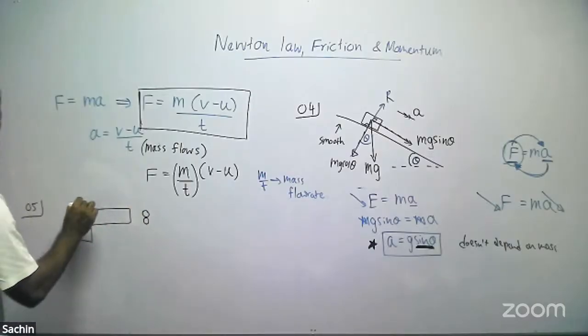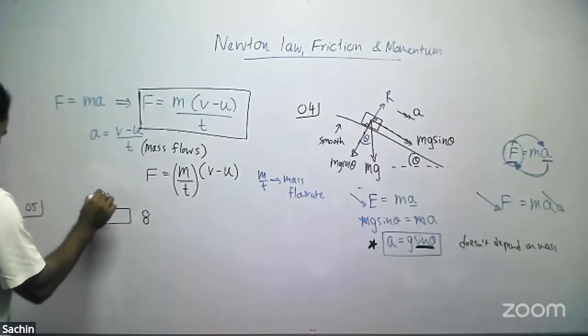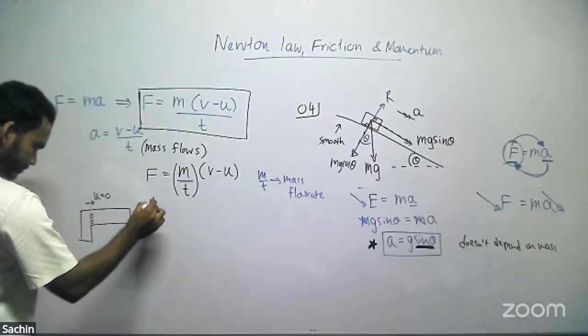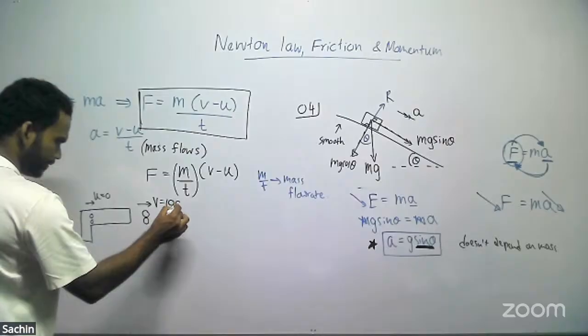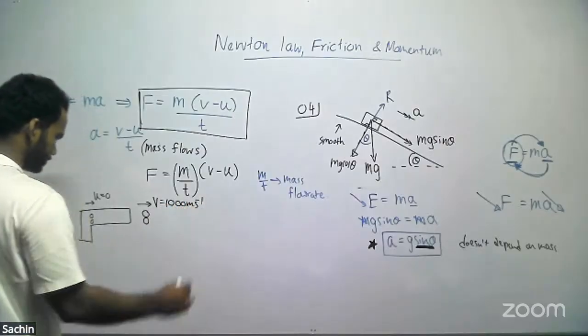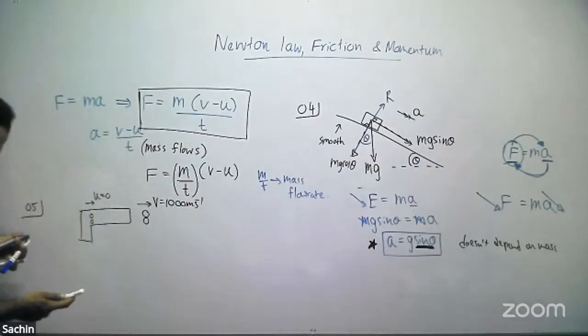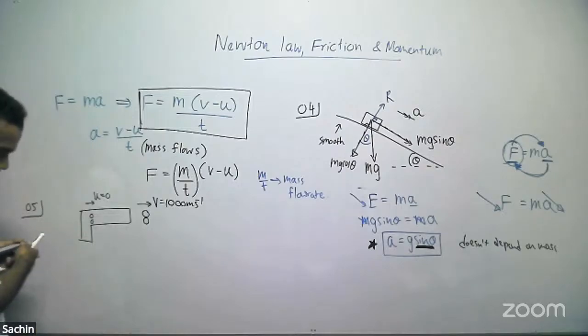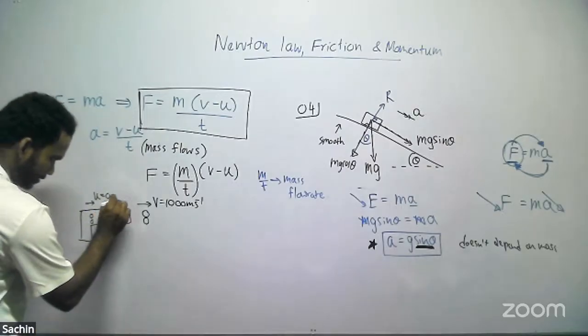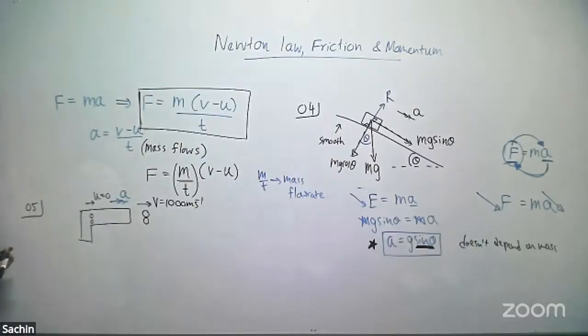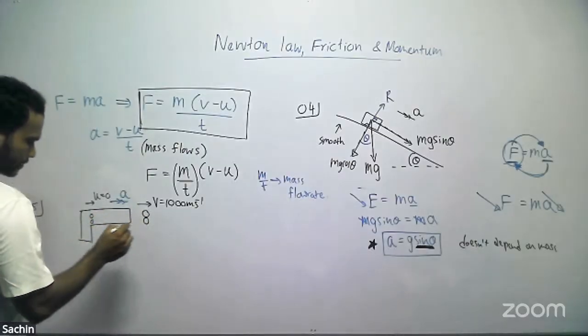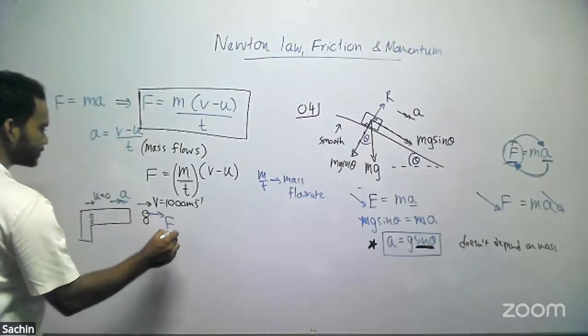Initially they have zero velocity, and they will be fired. So when they are fired, they will get 1000 meters per second velocity. That means you can observe that these masses have been accelerated in this direction. If they are accelerated in that direction, that means there should be a force, and that force acts in one direction, negative.